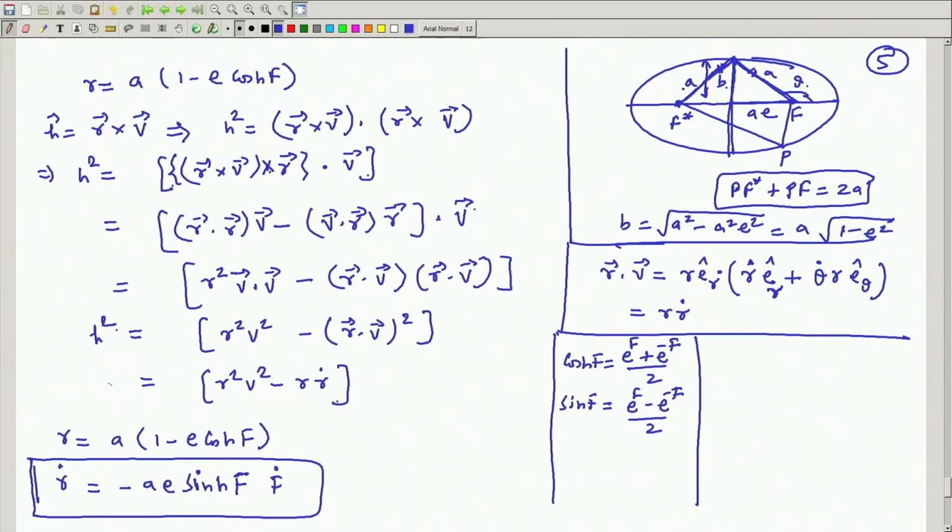Now, let us say this is equation A, this is equation B, and this is equation C. So, we insert equation C into equation B. So, A and B, they will be inserted in equation B.